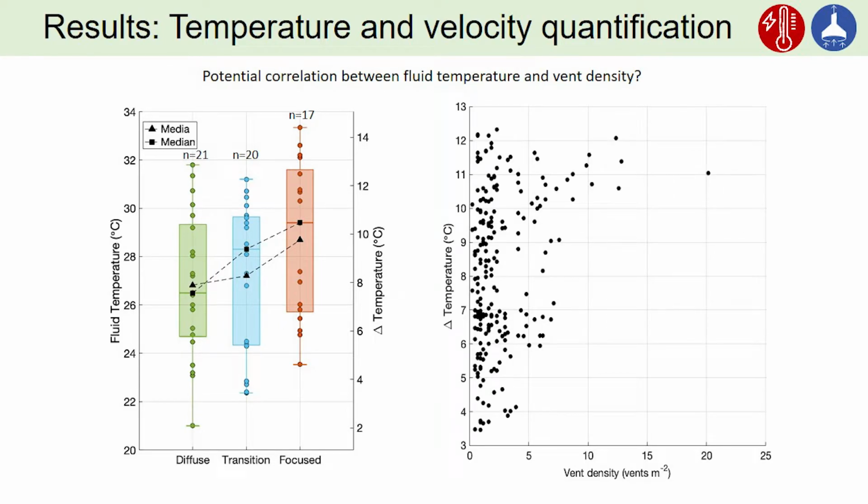So we wanted to also see if the vent density has any kind of relationship with the temperature. And we don't see any clear pattern, but what we can see is that at high density of vents, only high temperatures are registered. Meanwhile, the lowest temperatures are only registered at low vent densities.